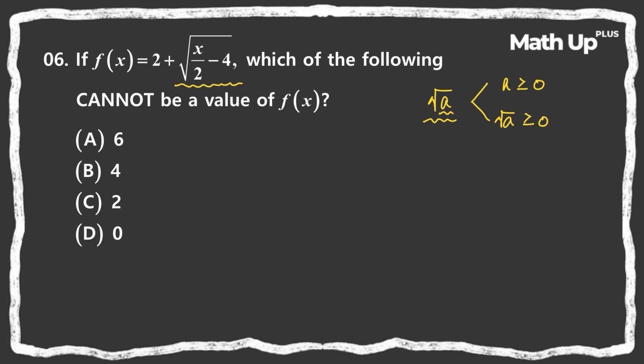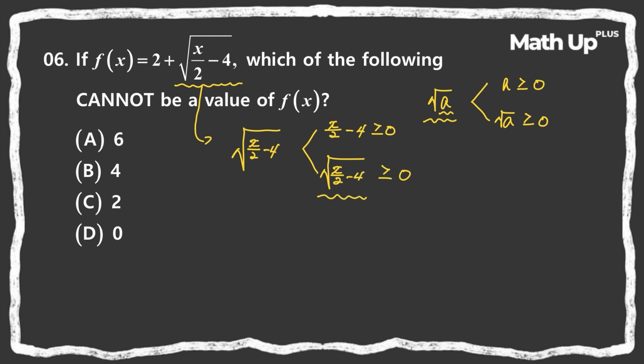So in this expression right here, square root of x over 2 minus 4, we know that x over 2 minus 4 is greater than or equal to 0. Also, square root of x over 2 minus 4, this whole expression must be greater than or equal to 0. Now let's look at the whole expression f of x.